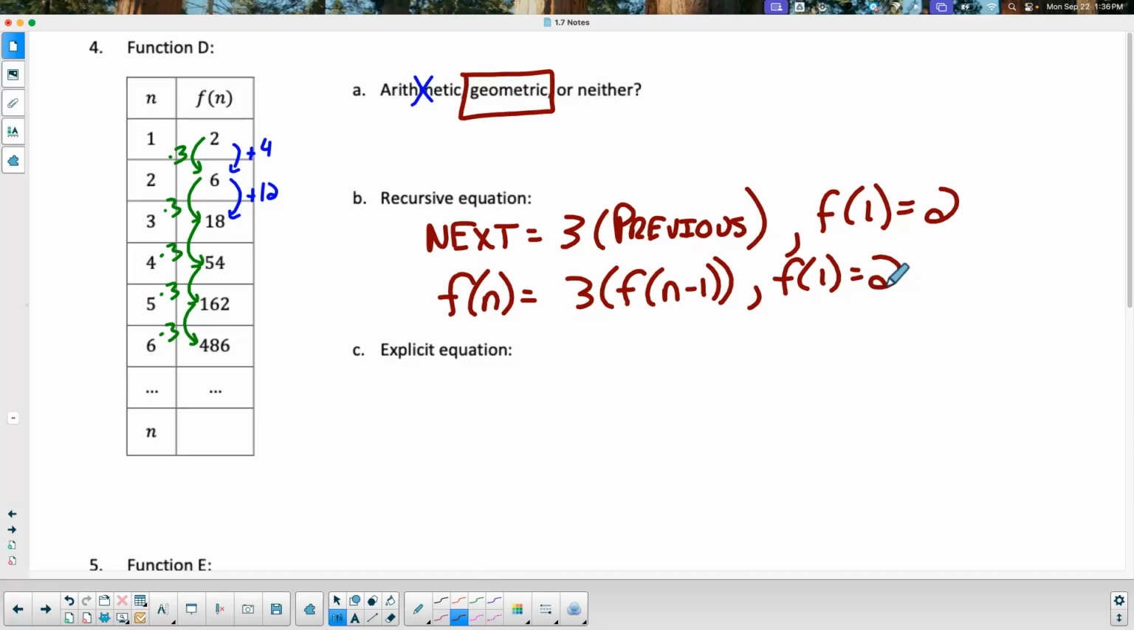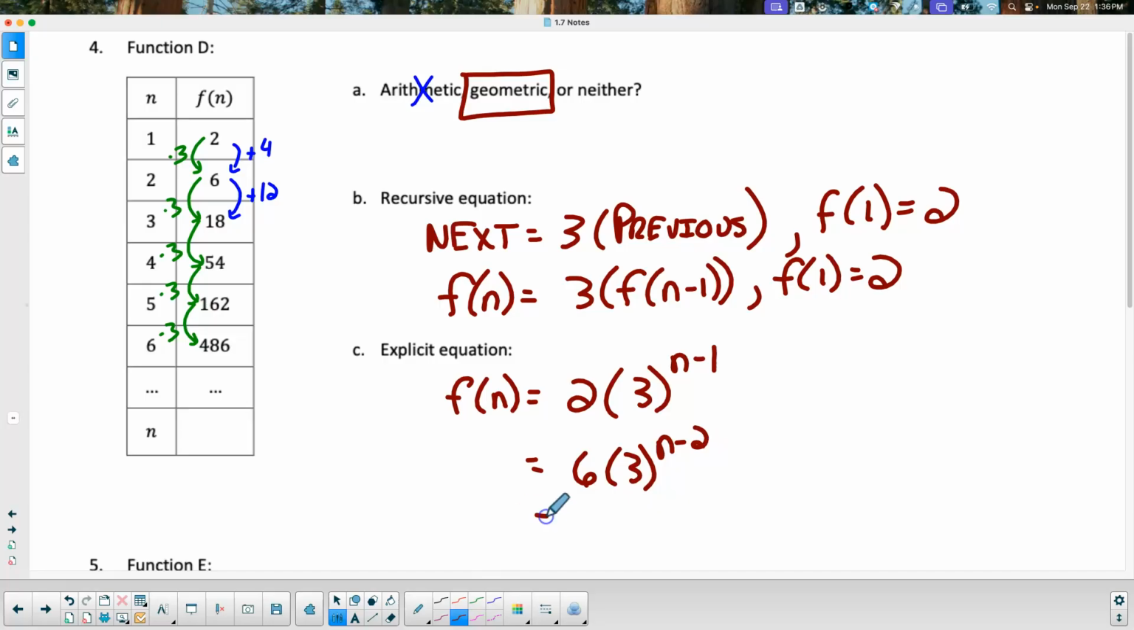Multiplying by 3, so we'll go with the first one. F of n is going to equal 2 times 3 to the n minus 1 power, or 6 times 3 to the n minus 2 power, or 18 times 3 to the n minus 3 power, or 54 times 3 to the n minus 4 power, or 162 times 3 to the n minus 5 power, so on and so forth. Okay? Good to go on that one. Love it.